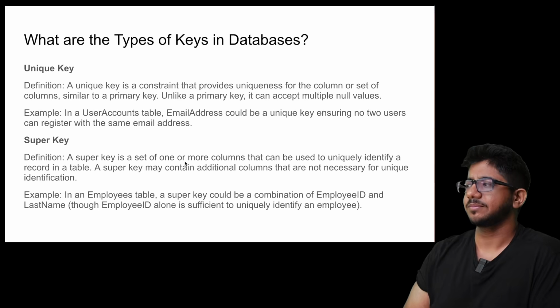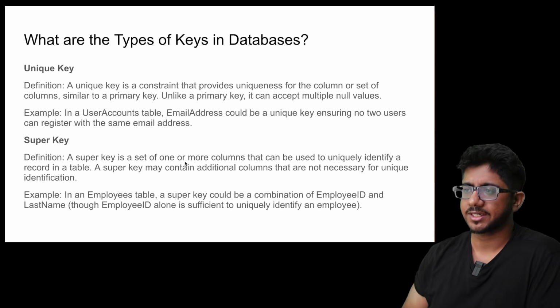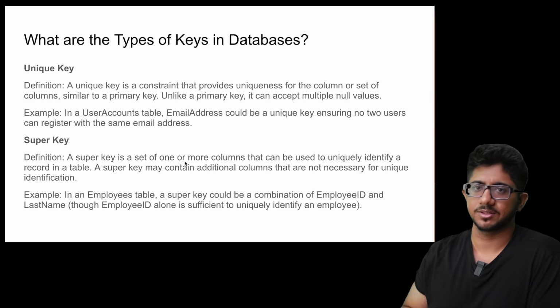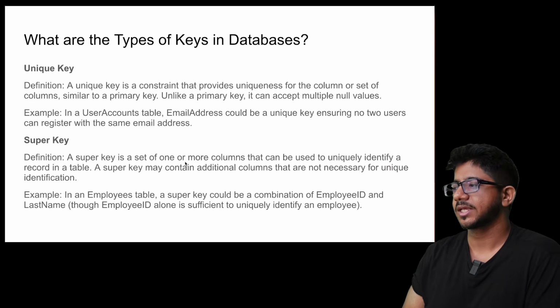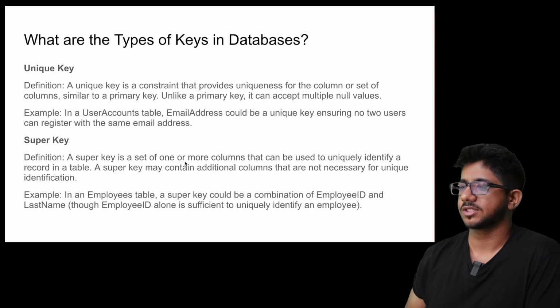Unique key is a constraint. Basically, it just makes sure that that particular column is unique. It's an enforcement, a constraint on top of that you can build. Super key is one or more columns that can be used as unique identifying a record.